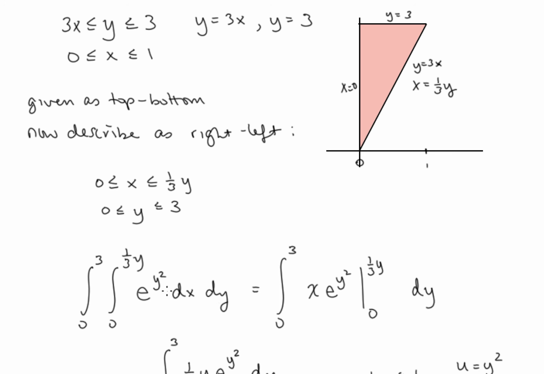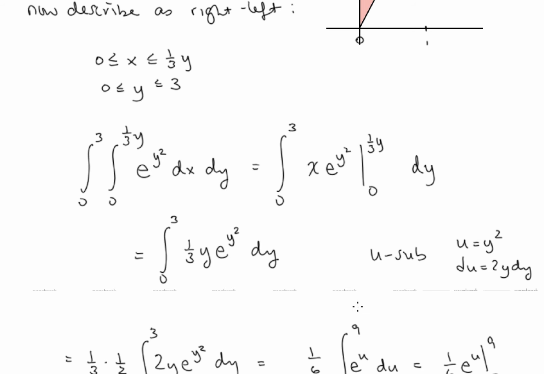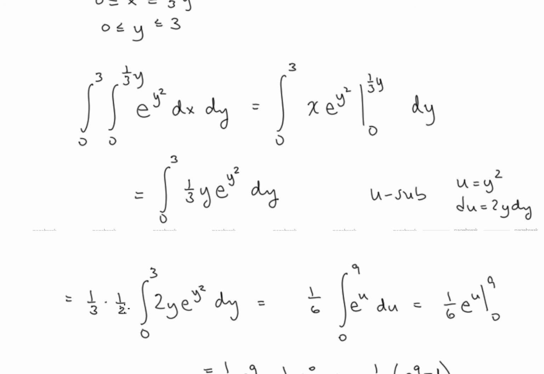And this is reasonable to integrate because integrating dx just multiplies this constant by an x. We plug in our bounds there. And now we integrate with respect to y. And now notice we have a u substitution here. U is equal to y squared. Du is 2y dy. So I'm going to multiply by a 2 and a 1/2. I'm also going to pull my 1/3 out of my way.